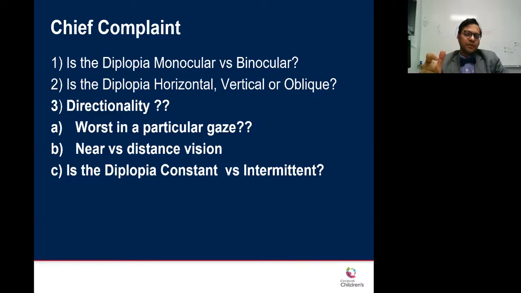Okay, constant versus intermittent means constant. Are they seeing it near and distance? Then that's constant. And it's constant all the time, that's great. But if they're saying it's intermittent, you start to think about other etiologies like myasthenia, and is there a fatigue level, and thyroid eye disease, and we'll talk about that a little bit later.